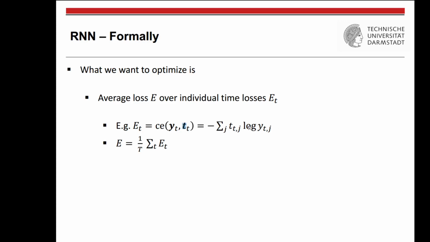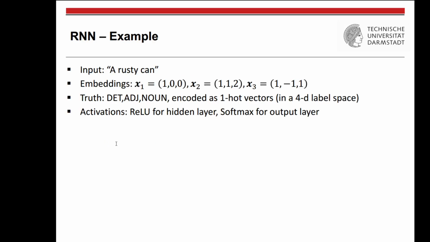It looks like this. It's a sum over the indices of the components of T multiplied by the logarithm of the components of Y. And if T_t is a one-hot vector, then only one component will survive here, and all of the others will be 0, right? And then, as I said, we average over all of these E_t. So we have the individual E_t for each time step, and we average over all of them to get the complete loss.